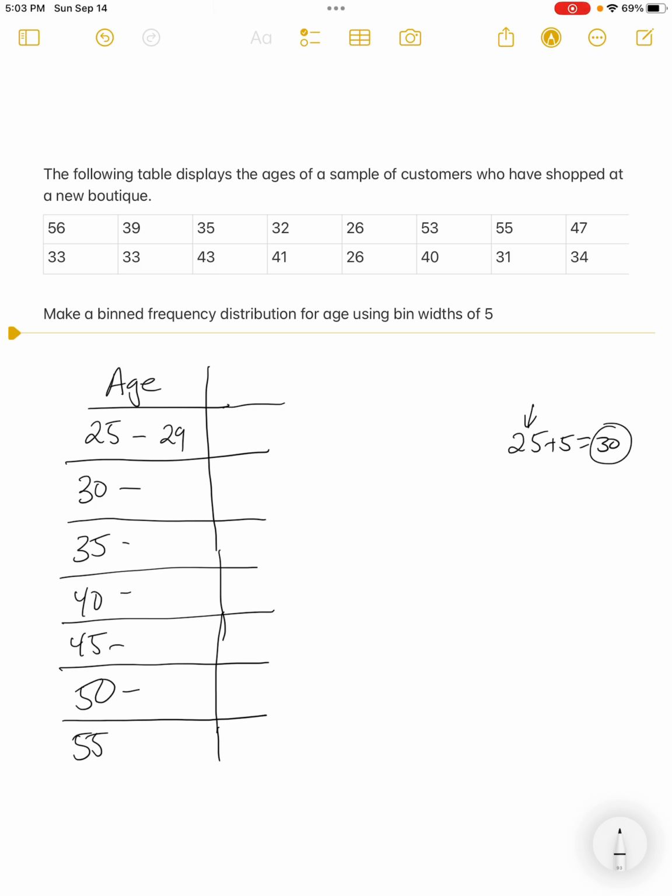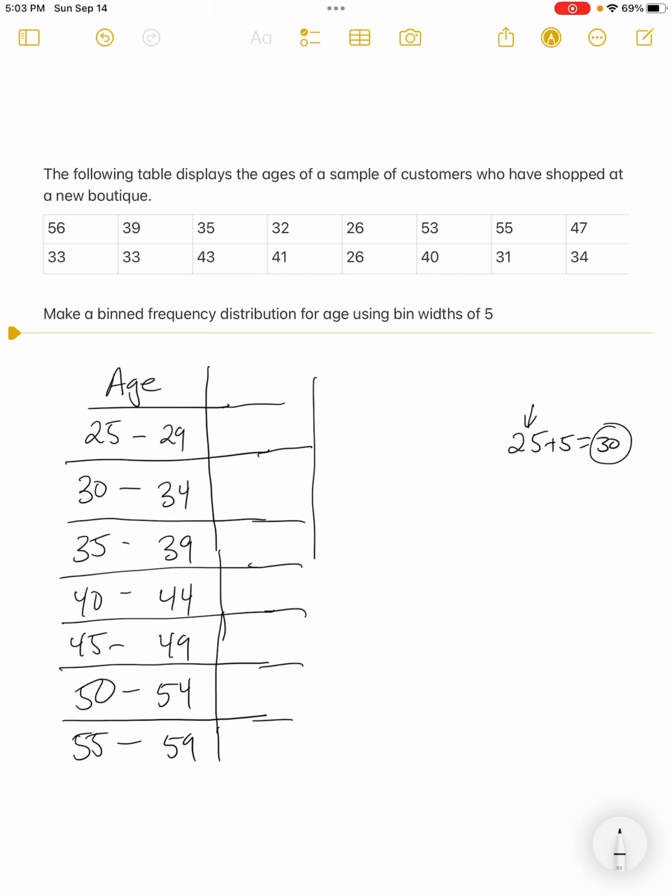So where do I stop? Well, the reason I knew to stop at 29 for the first bin was because it's one less than the start of the next. So the next one should stop at 34, the next one should stop at 39, the next one 44, the next one 49. Notice 49 plus 5 is 54. 54 plus 5 is 59. Now, I have to keep going if there's a number above 59 in my data set, and there's not.